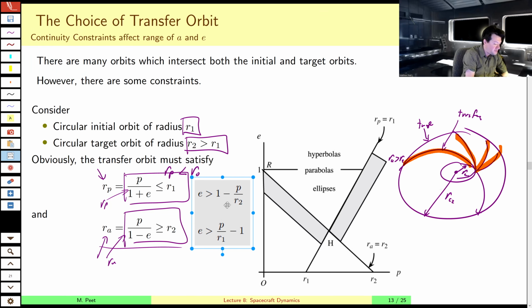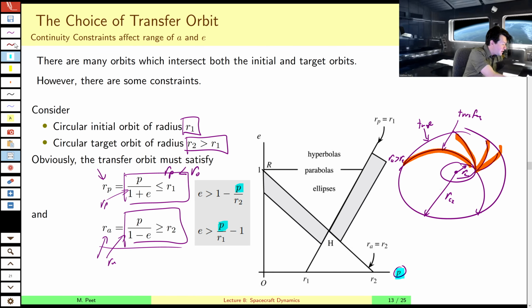So if we just solve for E, for example, as a function of P, we can plot the constraints we have on the parameters of our transfer orbit. So this is P, and the vertical axis is E. We can see that the first constraint, on apoapse, requires our E to be greater than 1 minus the semilatus rectum. So that gives us this constraint right here.